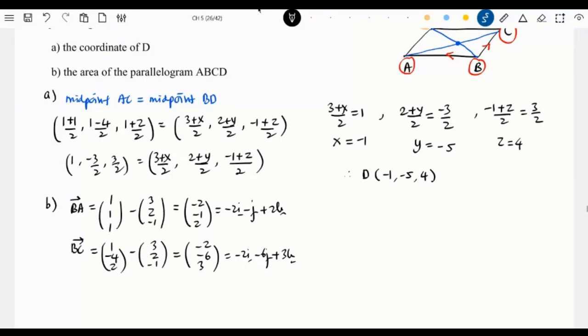Okay, so position vector kita dah dapat. We can find the BC cross BA. So it will be negative 2, negative 6, 3, and negative 2, negative 1, 2. Okay, kita dapat apa untuk i?